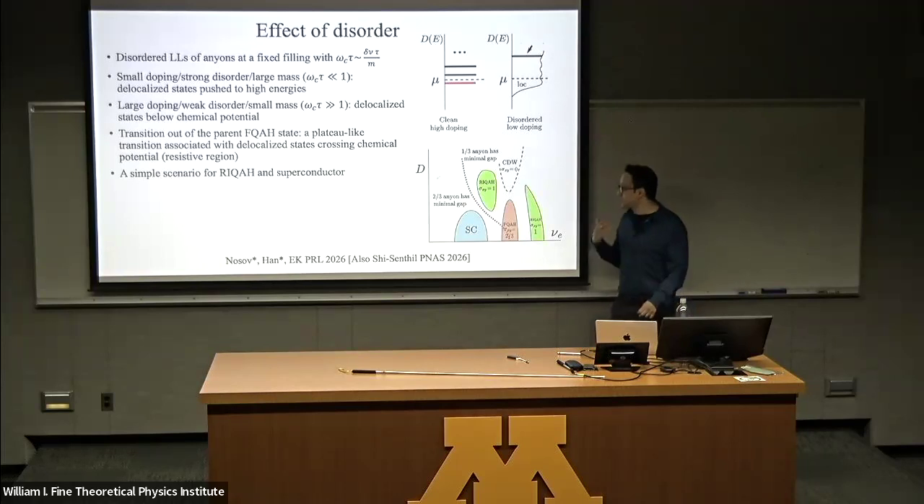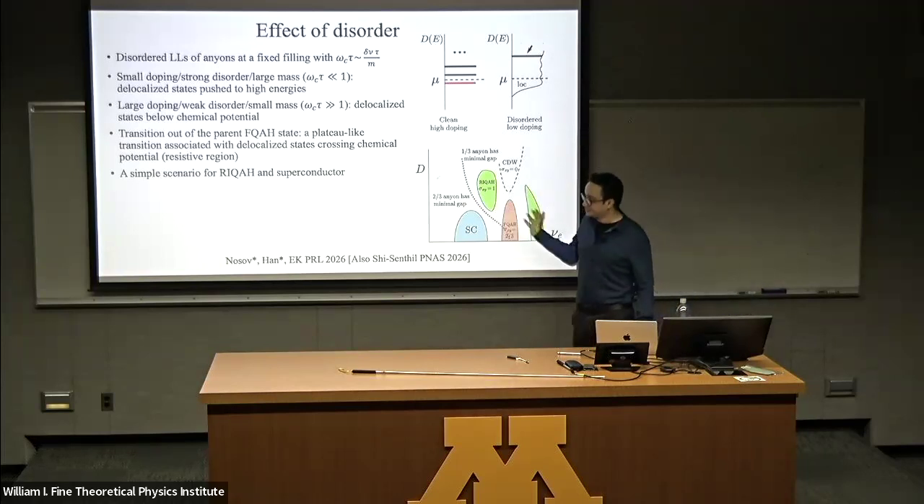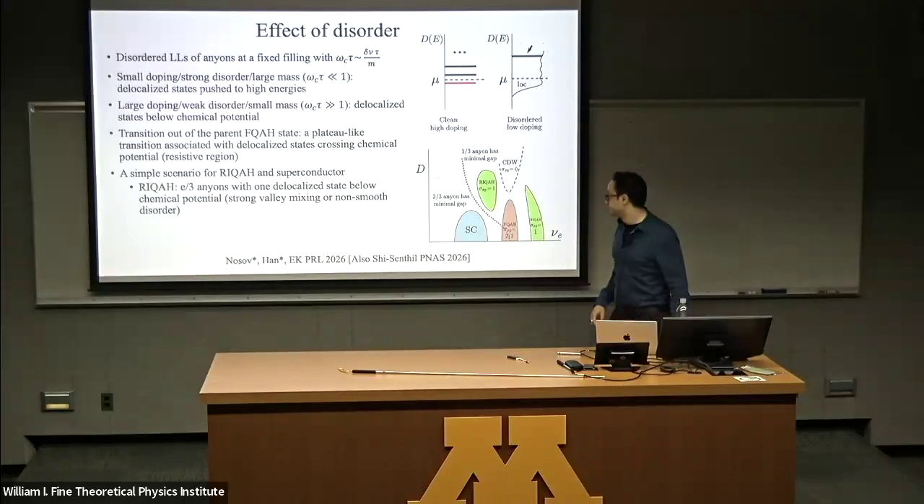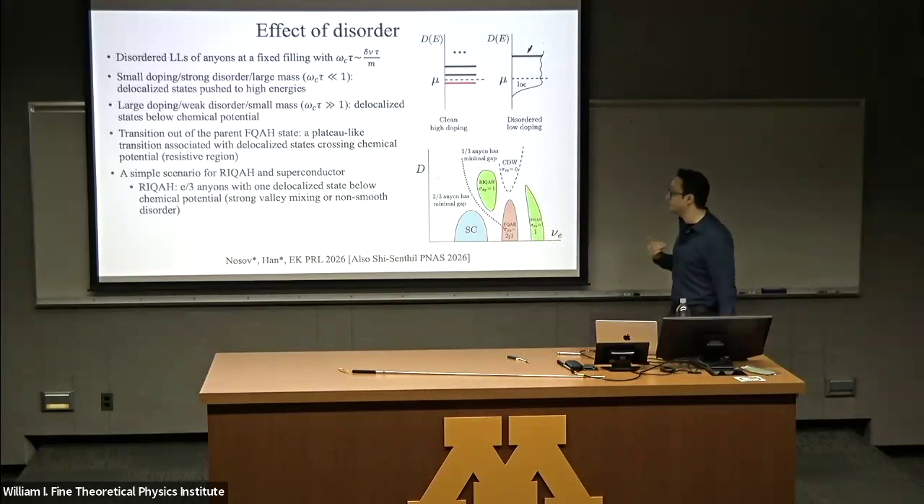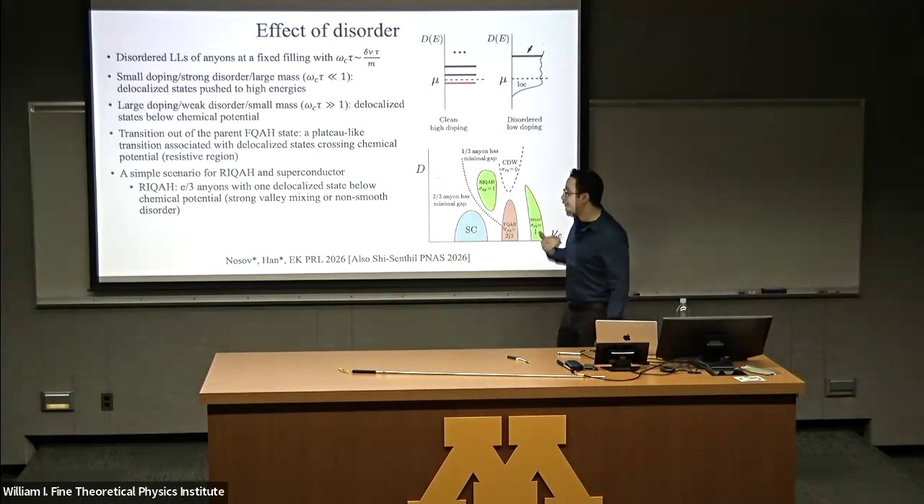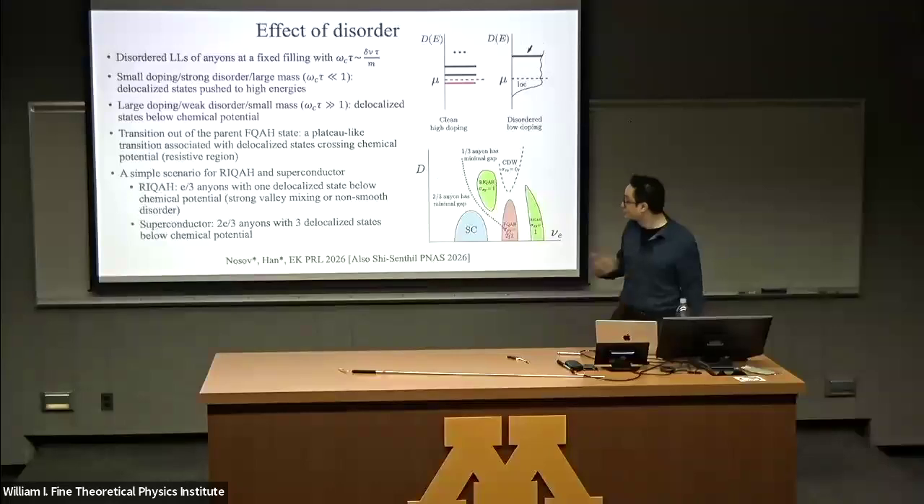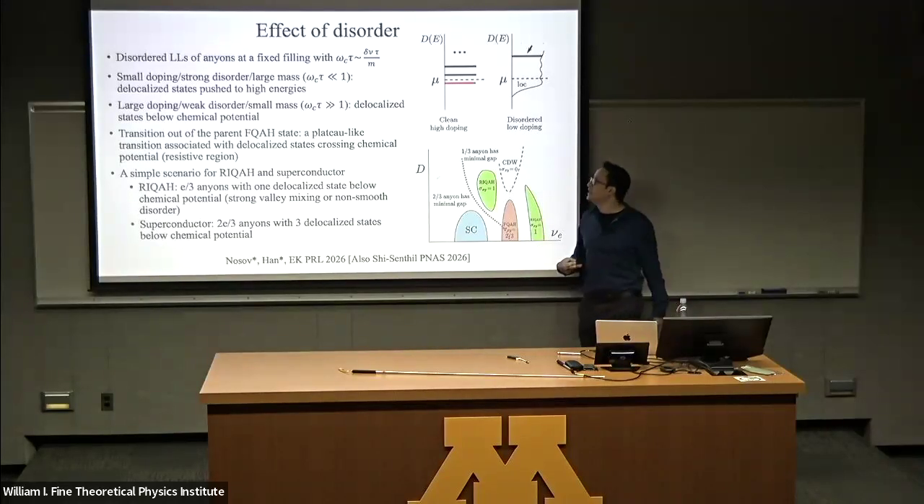And a simple scenario that can explain these observations phenomenologically is that on one side, on the side where you get these reentrant integer quantum Hall states, you're actually doping e/3 anyons. And if you have sufficiently strong valley mixing, or if the field disorder is not smooth, then it's possible to have only one delocalized state crossing the chemical potential. And once you have one delocalized state crossing the chemical potential, you get a reentrant integer quantum anomalous Hall state. On the other hand, to get the superconductor, you need to dope 2e/3, and you need all three delocalized states to cross the chemical potential.